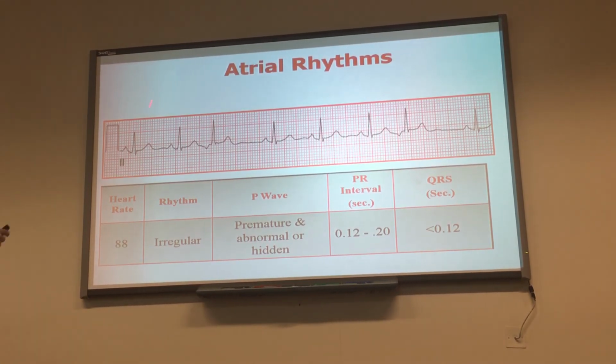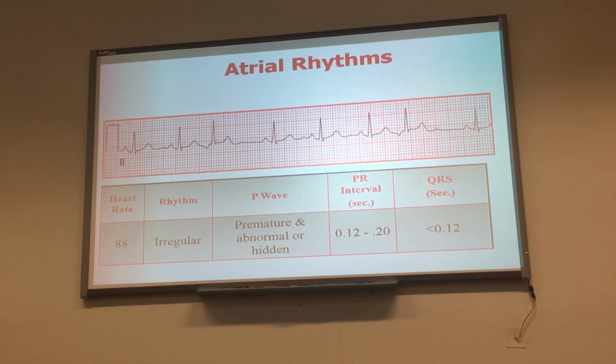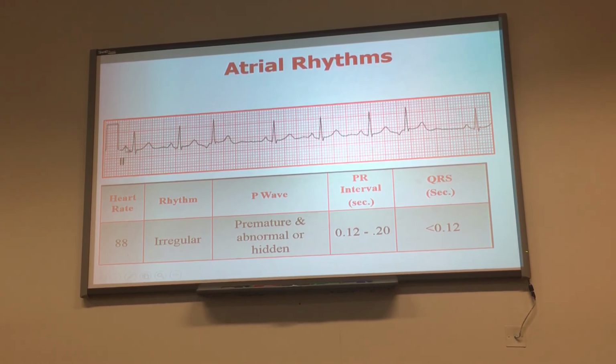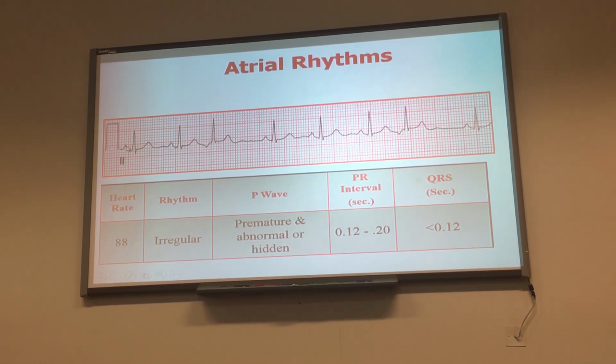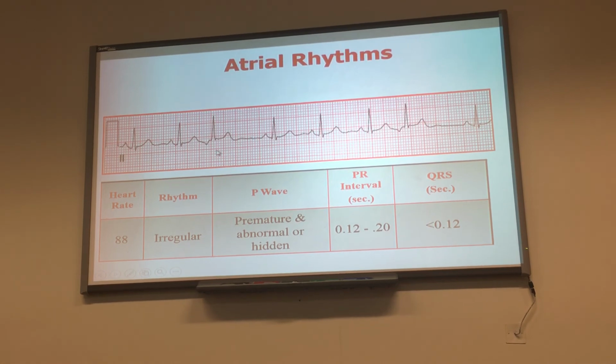How about this one? What is the main problem here? Irregular. There is irregularity. Excellent. Is it all irregular or just a few beats that cause the irregularity? Few. What do you think of this beat here? Normal or abnormal? This one? Abnormal. What's abnormal about this? It's different. It's premature.